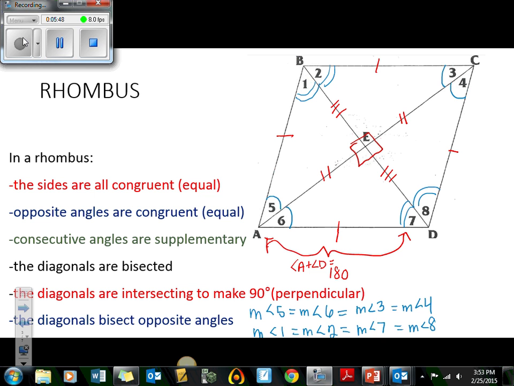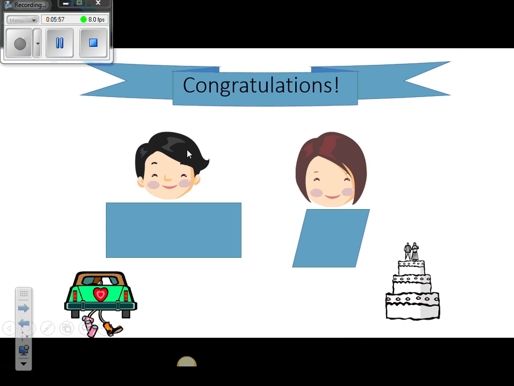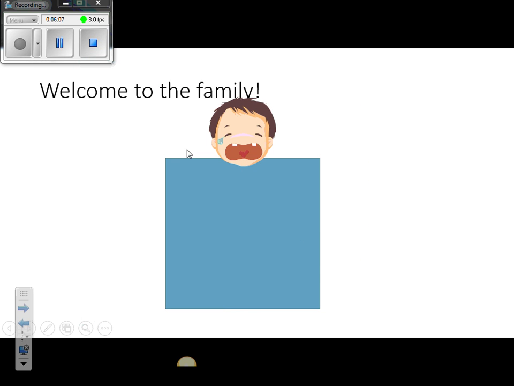So now that we've taken a look at the rhombus, we're going to go ahead and look at the next figure. So we have a rectangle and a rhombus getting married. Yay! They get married. Congratulations. And what do they have but a square? They welcome a special baby, the square.